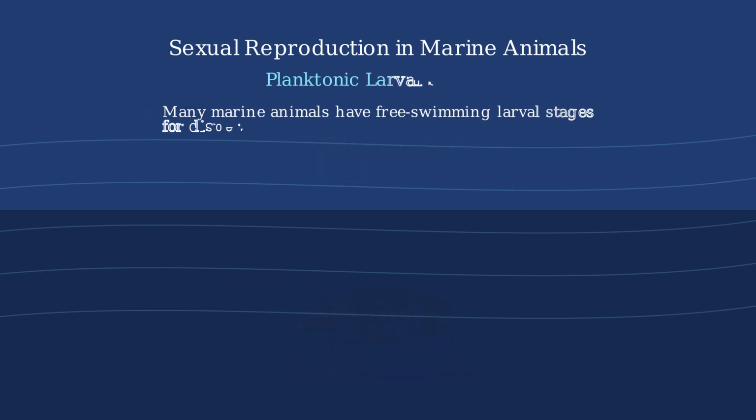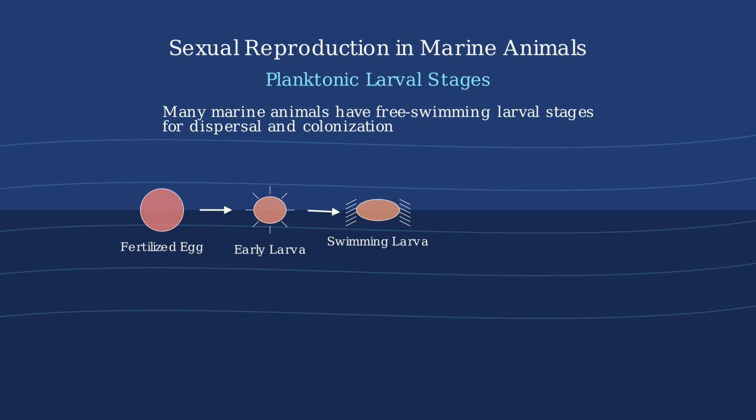After fertilization, many marine animals develop through planktonic larval stages. This development typically progresses from a fertilized egg to early larval forms, which can swim freely in the water column. These larvae are carried by ocean currents, allowing for wide dispersal and colonization of new habitats. Eventually, the larvae settle and metamorphose into adult forms, completing the life cycle.